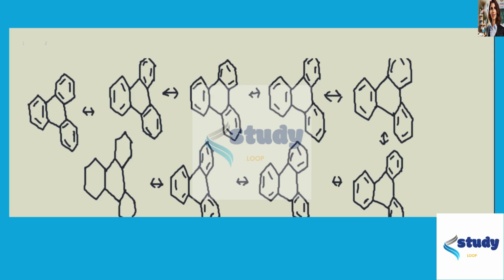And then in 9, we finally get some double bonds into the center ring. So 9 is going to look like this. Okay, so there we go.